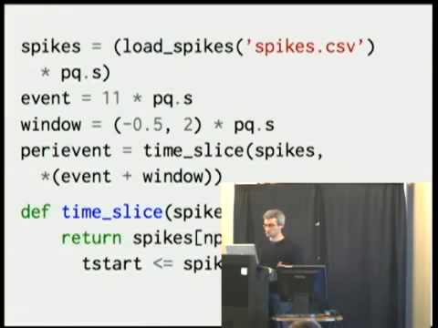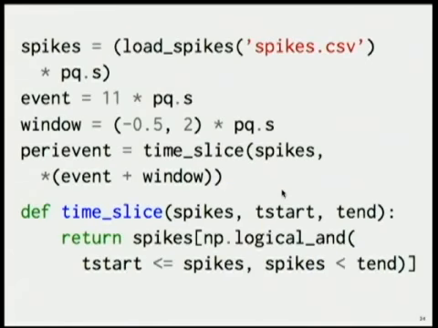And then I just call this time slice function, which could be very complicated, but because we have NumPy and all these other utilities, it's actually just an index into the spikes ndarray. So we just take every spike that comes after the start and before the end.